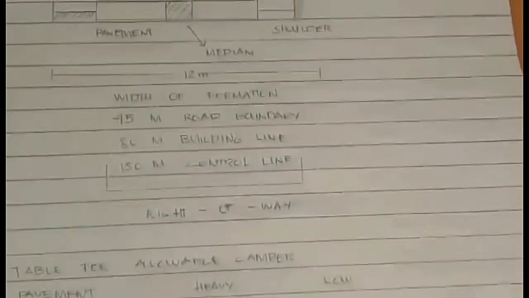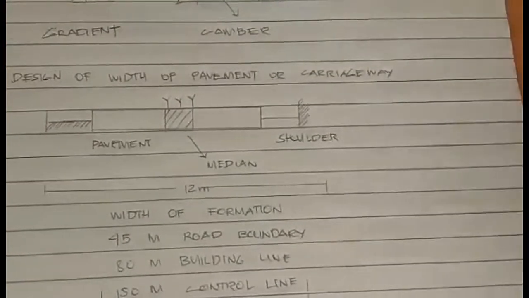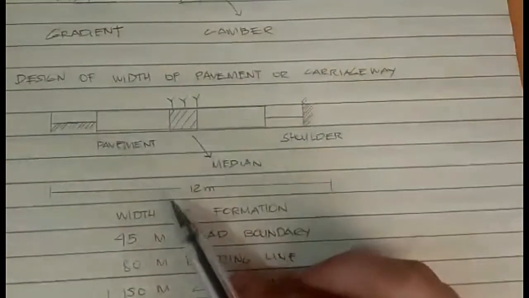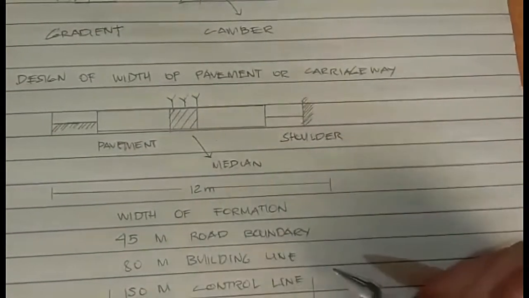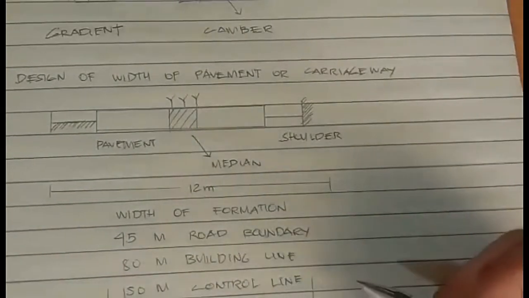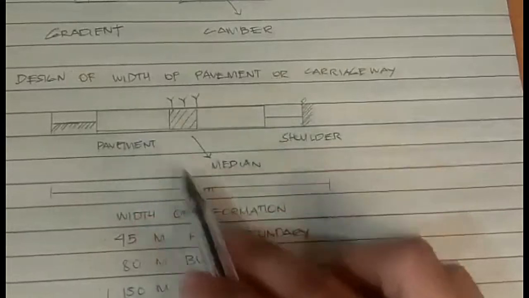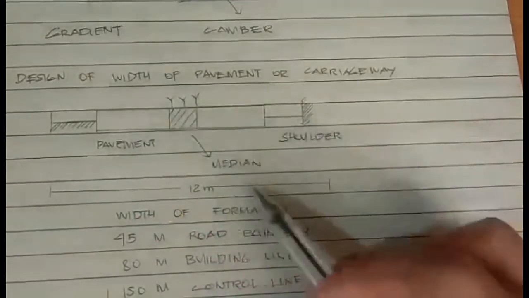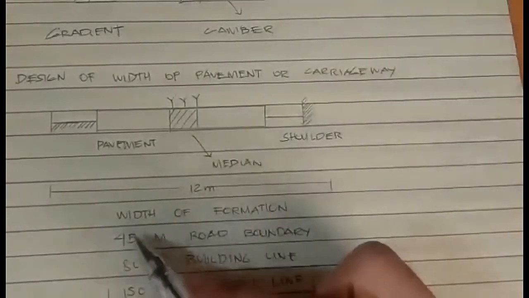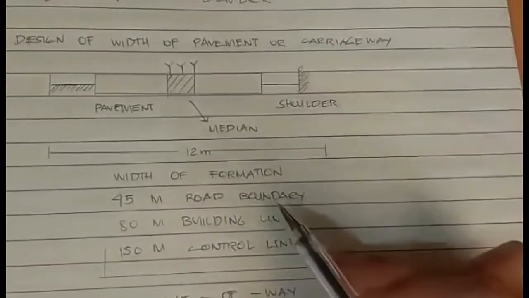Now, coming up to the design of width of pavement or carriageway. The total length in which our main essential highway is constructed is known as width of formation, which is 12 meters. It consists of two pavements, one median where the plantation is done, and two shoulders just along the pavement lines. At 45 meters on both sides, there will be a road boundary.